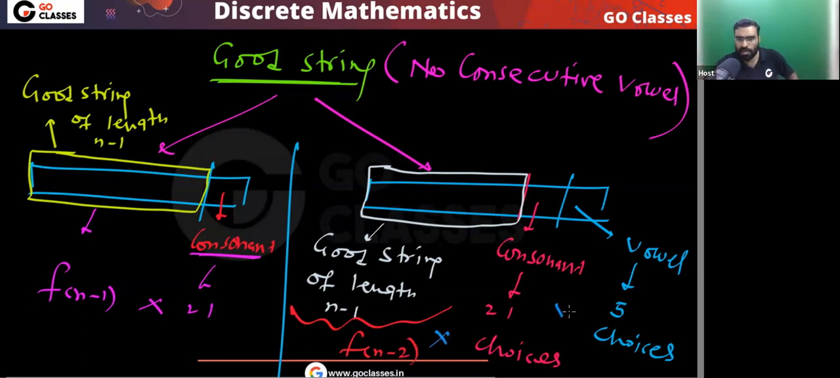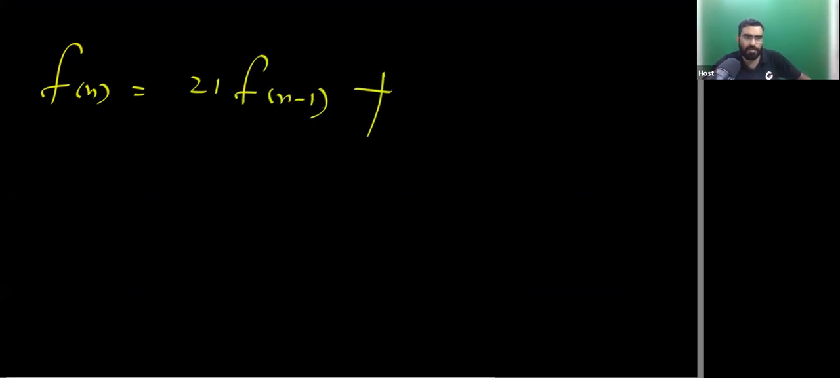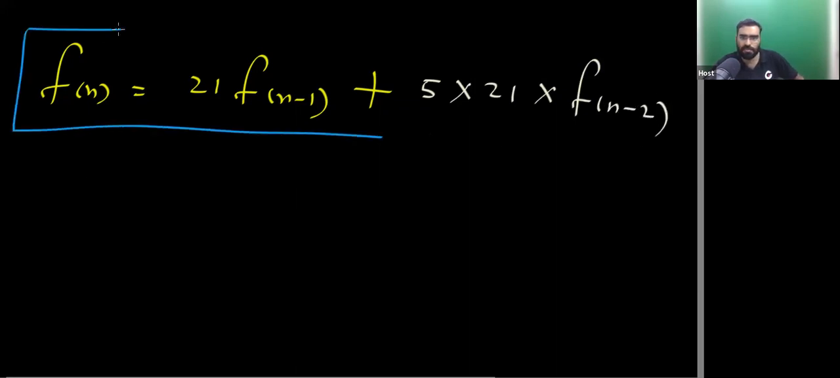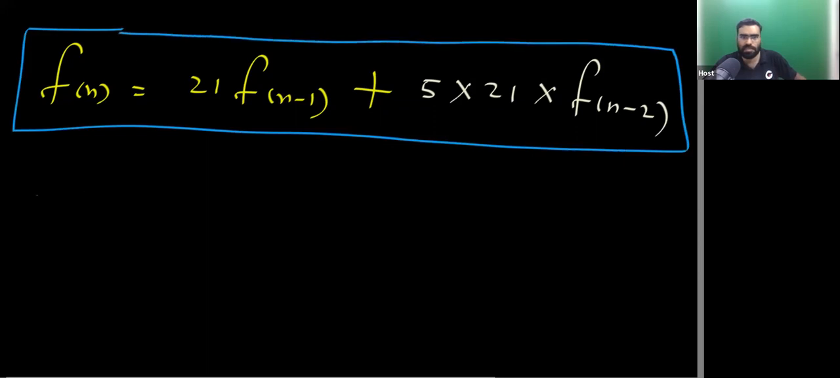So you just multiply. Your final answer will be: f of n is equal to 21 times f of n minus 1 plus 5 multiplied by 21 multiplied by f of n minus 2. This is your final answer.